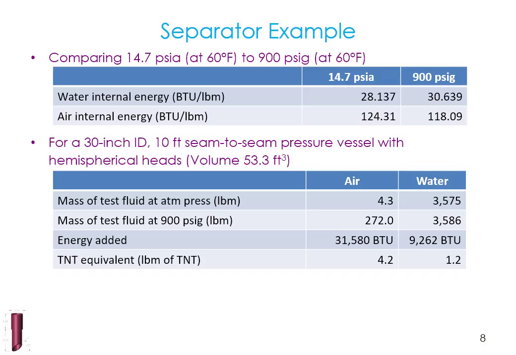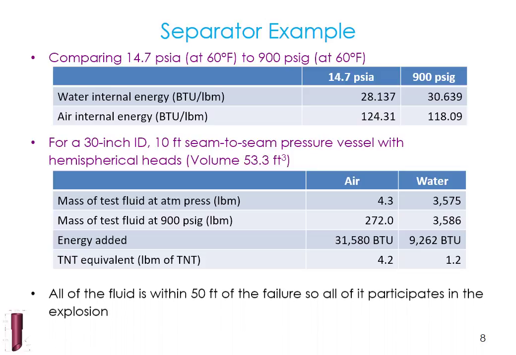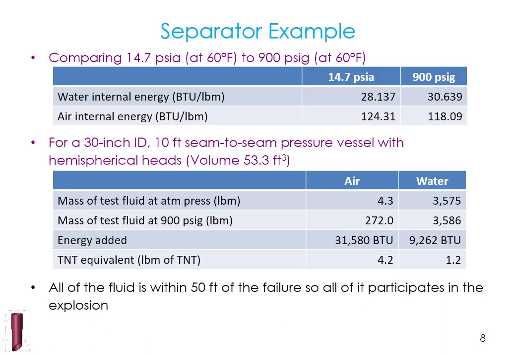So the energy that I've added for the air, I've added almost 32,000 BTUs. For the water, I've added 9.2 thousand BTUs. If I convert those BTUs into an equivalent amount of TNT, then the air test would be about 4 pounds of TNT, and the water would be about 1.2 pounds of TNT. So there's a fair bit more force in the separator test with air. All of the fluid is within 50 feet of the failure, so all of it participates in the explosion.